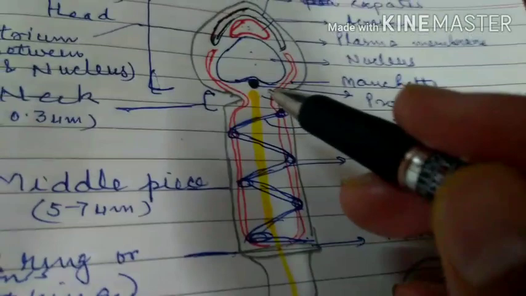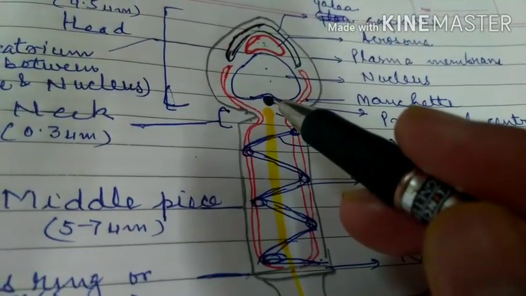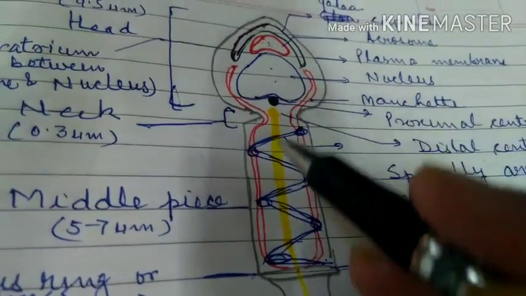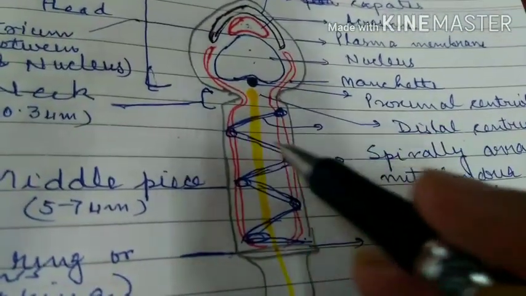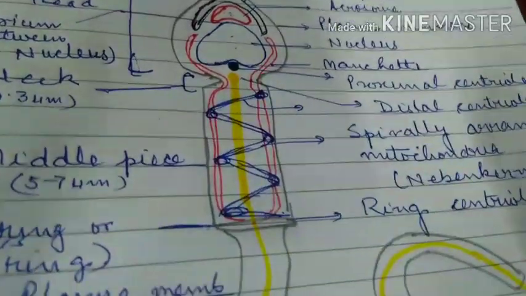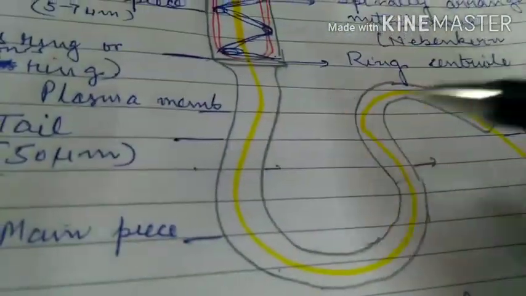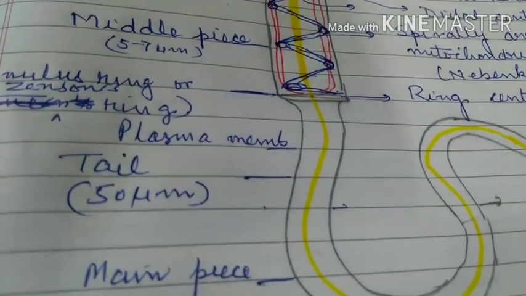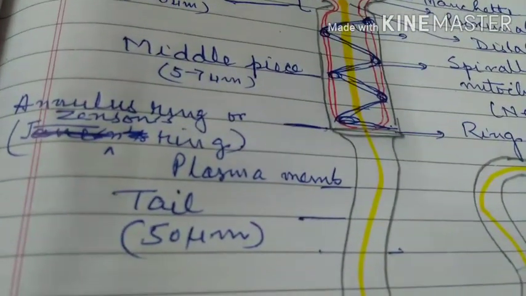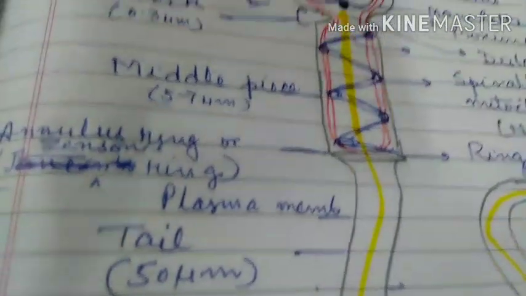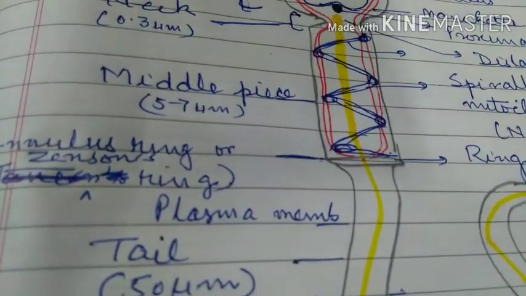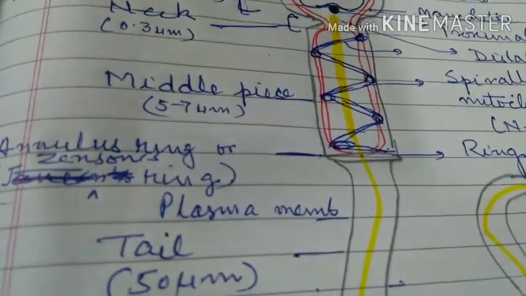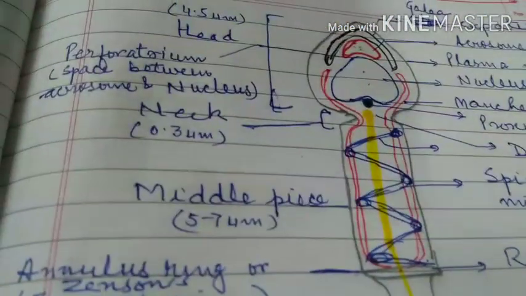I have told you the function of the proximal centriole, which helps in the cleavage when the zygote is formed. The distal centriole I have told you. Then the middle piece has mitochondria, which provide the energy. The tail will help in the movement. The speed of the sperm is around 1.5 millimeter per minute, and it takes 30 minutes to move from the vagina to the fallopian tube.